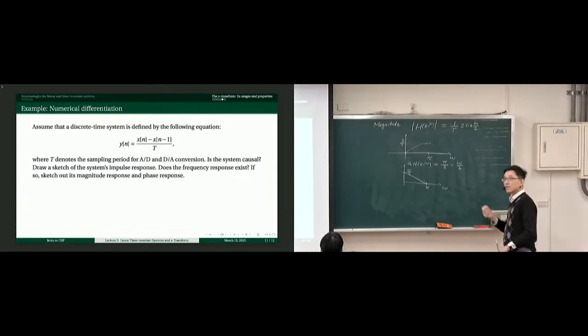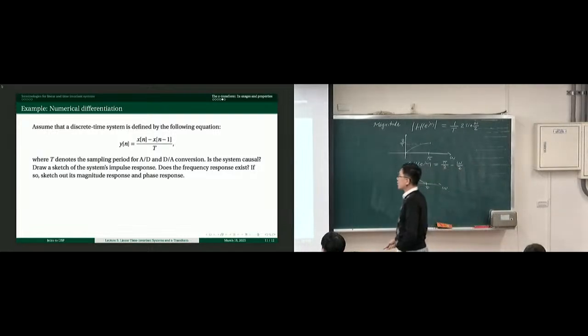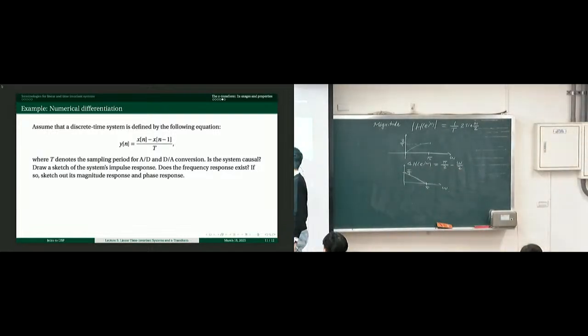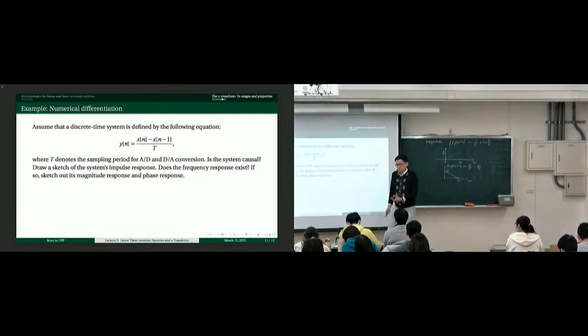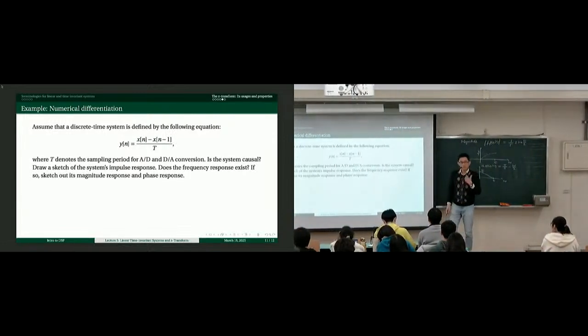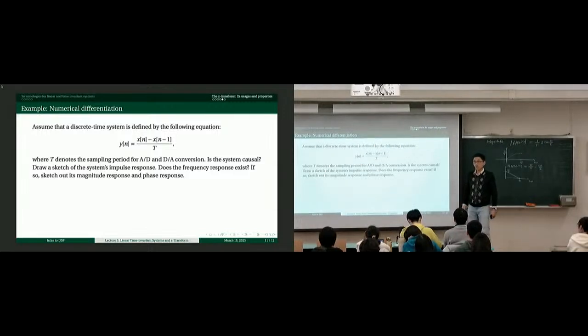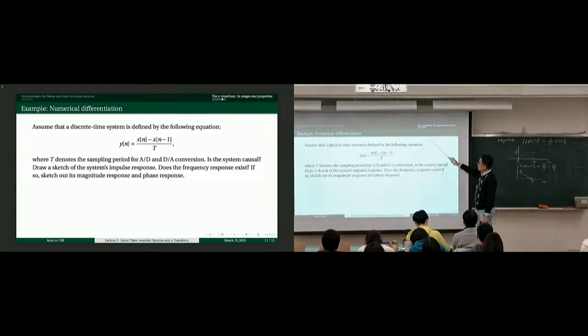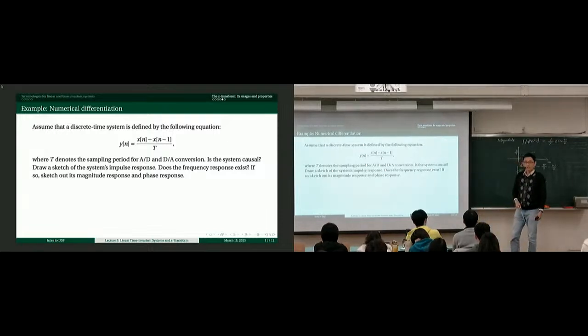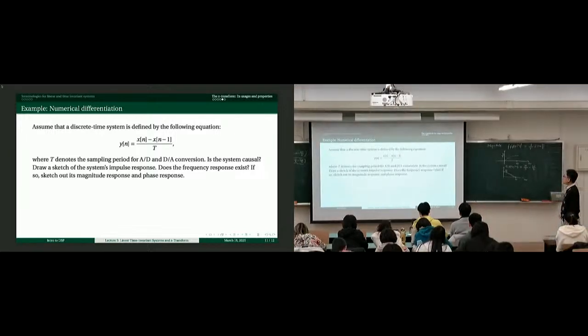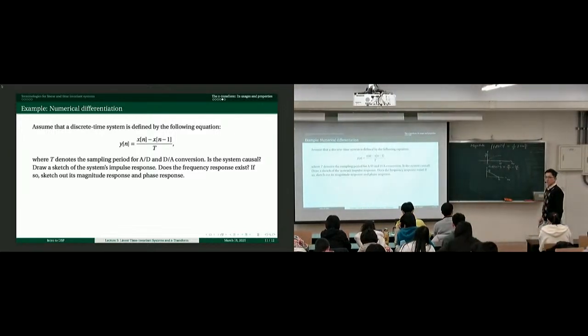I think it makes sense because when we have DC and we are subtracting the previous sample from the current sample, the result comes out 0 everywhere. So the gain is 0. In that regard, it makes sense. But then I want to share with you that I call this system numerical differentiation, 数值微分. This is the way I would call it. Now, this system can be called numerical differentiation. Why? Anybody want to guess why?